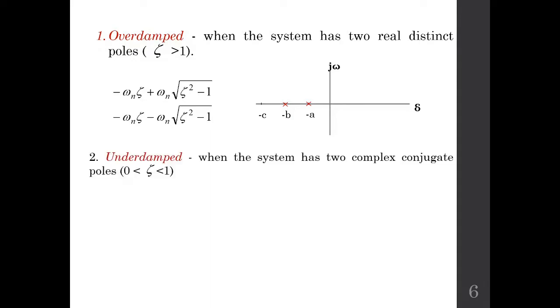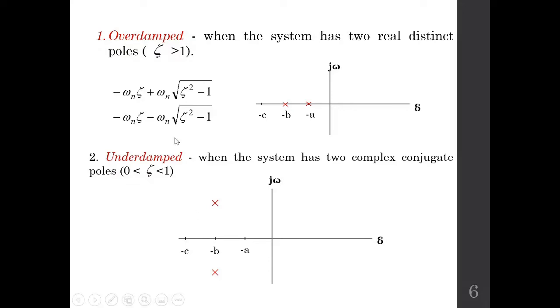The second case is if the value of zeta is between 0 and 1. In that case, we'll say the system that we are dealing with is an underdamped system. After putting the value of zeta between 0 and 1, any value between 0 and 1 in this equation, we will always get complex conjugate poles, which you can draw on the S plane like this. 1 pole here and 1 pole here.